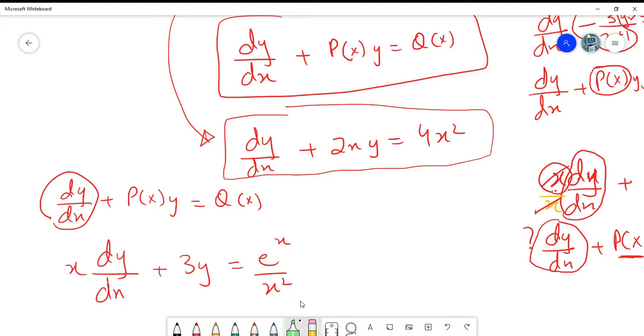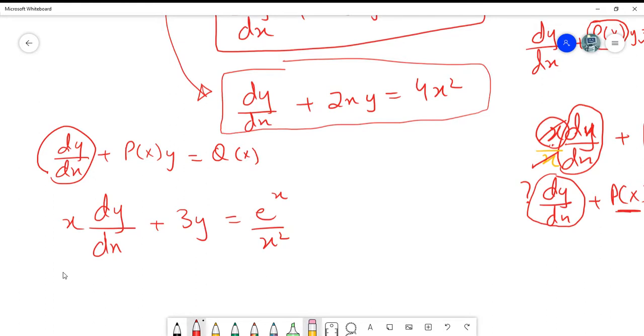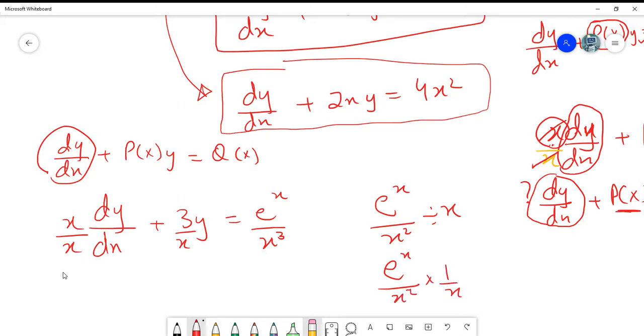So as I did in the discussion just a few moments ago, I'll divide everything by x here. So dividing e to the power of x over x squared by x will leave me with e to the power of x over x cube. Please note this down, because e to the power of x over x squared divided by x means you have to multiply it by 1 over x, leaving you with e to the power of x over x cube.